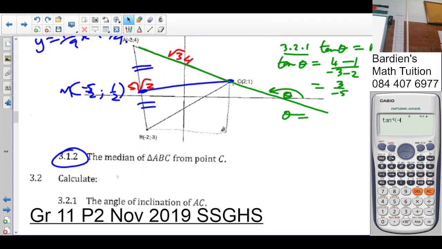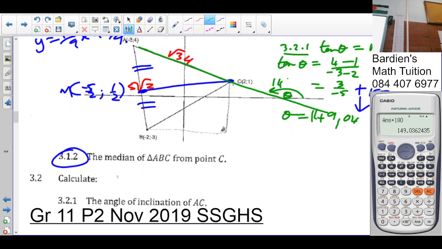arctan of negative 3 over 5 gives you a negative angle, we add 180. Plus 180 gives you a 140, plus 180. It's actually lower than that. Give me an angle of 149,04. That's 149,04. Okay.